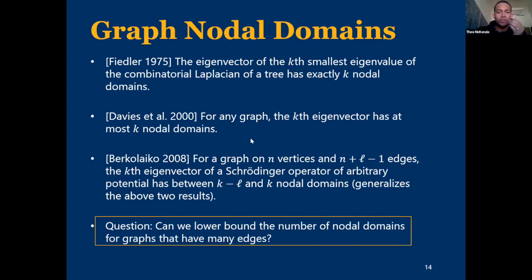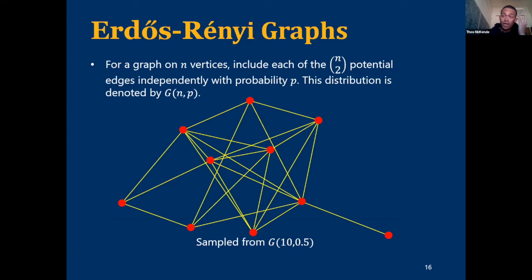So a natural question is, if I generate my graph at random, then can I say anything about its nodal domains? This idea comes up a lot. Oftentimes we can't show things for general graphs, so instead we'll try to generate a graph at random and figure out properties of the graph. So the first random graph model for which this was studied was what's known as the Erdős-Rényi model.